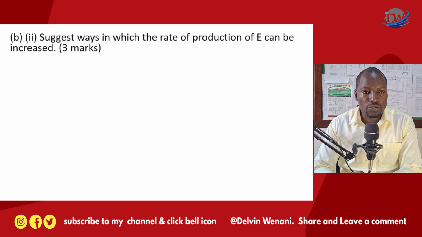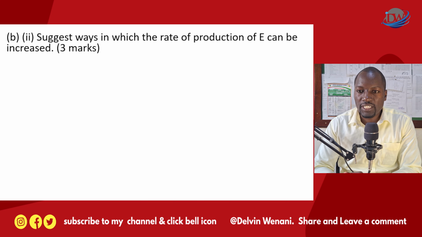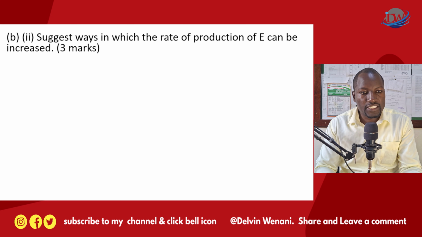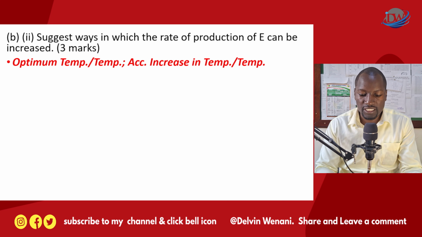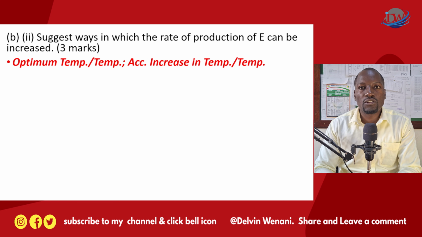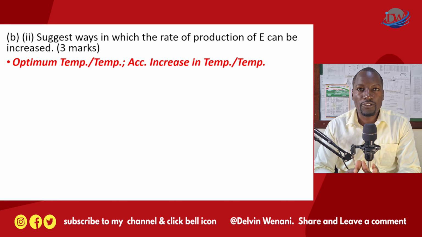Question number B, Roman 2, suggest ways in which the rate of product E can be increased. Now, product E is oxygen. How do we increase oxygen? Number 1, optimum temperature will increase the product named E, which is oxygen. Remember, this is an enzyme controlled process, and all enzyme controlled processes depend highly on temperature. Optimum temperature works so well for the enzyme controlled activities and processes.